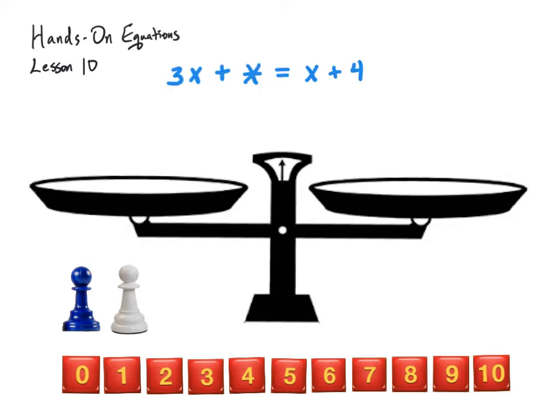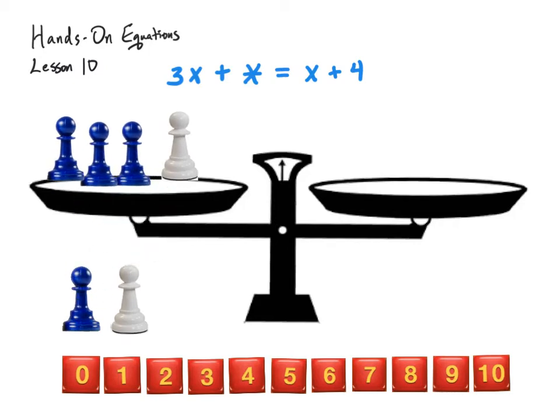Let's start by looking at the equation at the top of the screen, 3x plus star equals x plus 4. I'm going to go ahead and model that. So we need 3 x-men plus a star equals an x and a 4.